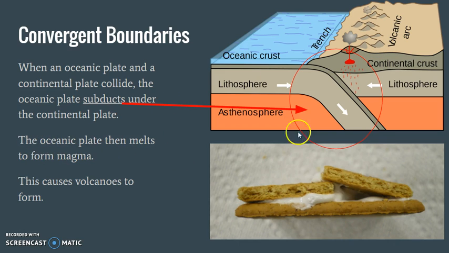When the oceanic plate gets subducted, it melts and forms magma, and that magma rises to the surface and forms volcanoes. All right. And when we did the graham cracker lab right here, this is the example of subduction, when this cracker was getting pushed under, or subducted under, this other cracker.